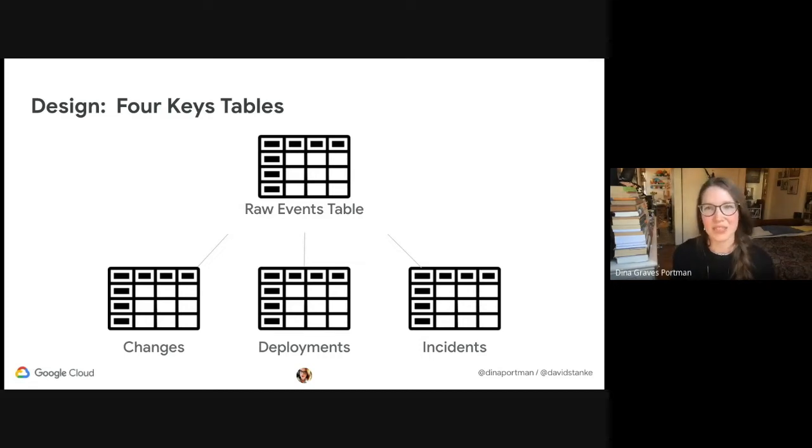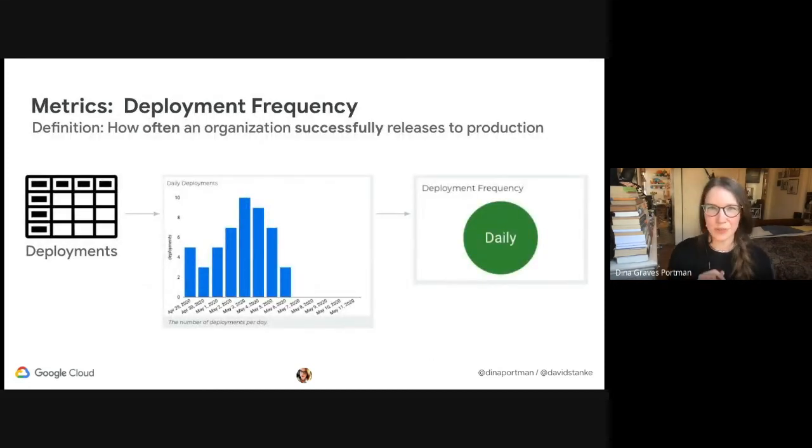Okay, so let's look at the metrics. To start with, we have deployment frequency, which is defined as how often an organization successfully releases into production. This is probably the easiest of the metrics to collect and calculate because it requires only the one table. If you're using a CI/CD system, you have all the data that you need. So you want to just stream that into the raw events table, and then we use it to calculate frequency.